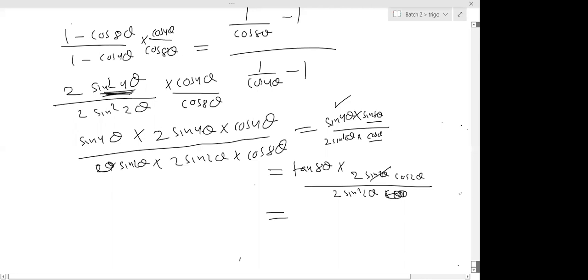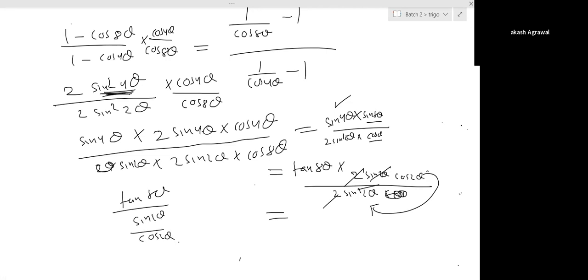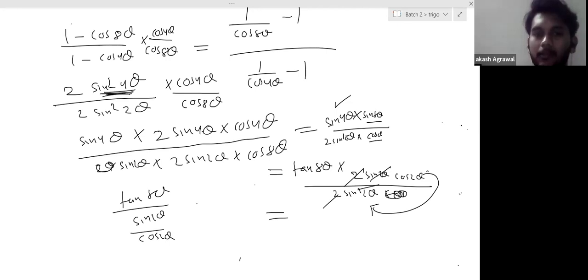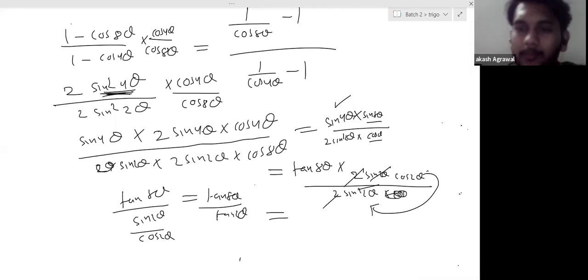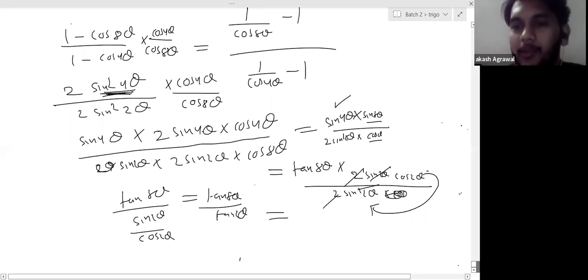So sine 2 theta, the square is cancelled. 2 and 2 is cancelled. Bring this to here. So tan 8 theta upon, we can write this sine 2 theta into cos 2 theta. All right. So this is tan 8 theta whole divided by tan 2 theta. Not even a lengthy question, just half angle formula. I told you when I was telling you about the half angle formula, it is a very important formula. Most of the questions use that.